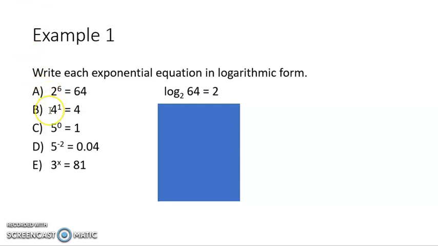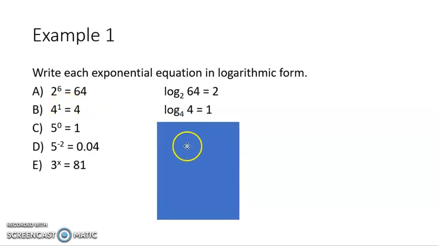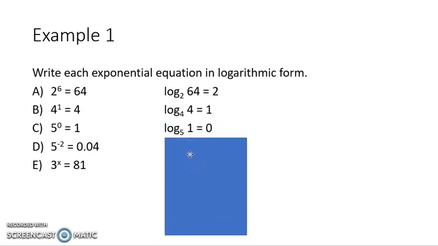Okay, so for letter B, we have log base 4 of 4 equals 1. And any time you see that base equaling this bigger number, you know the answer is going to be 1. Because it's 4 to what power is 4? It's always going to be 1. Here we have 5 to the 0 power equals 1. So this would be log base 5 of 1 equals 0. And it would be written like that. Log base 5 of 1 equals 0.